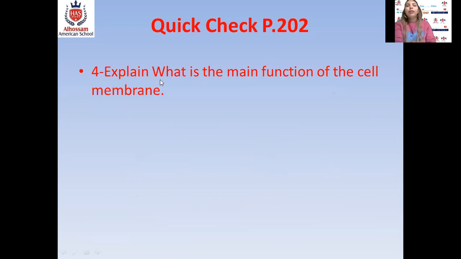Number 4, explain the main function of the cell membrane. What is the main function of the cell membrane? Raise your hand, guys. Okay, let me choose. Okay, so Mariam. Mariam, hi. Do you know the function of the cell membrane? You said the cell membrane is like gates. Okay, so what's its function?